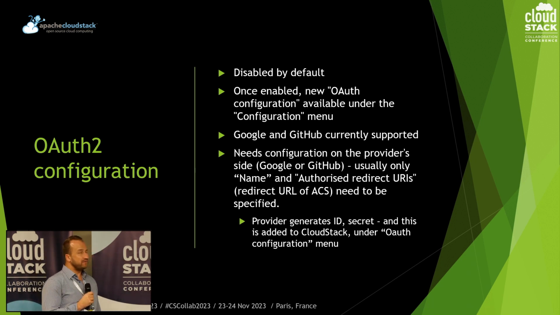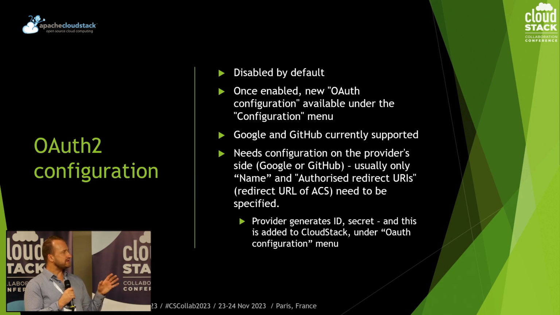Once you enable it, I think after this one, the restart of the management server is needed. And after that, under the main configuration menu, where you have also global configuration and everything else, you will get a new item, if you like, which is called OAuth configuration. And that's the place where you actually configure your GitHub or Google as authentication, OAuth2 authentication provider. And that's it. You'll see all this in details.